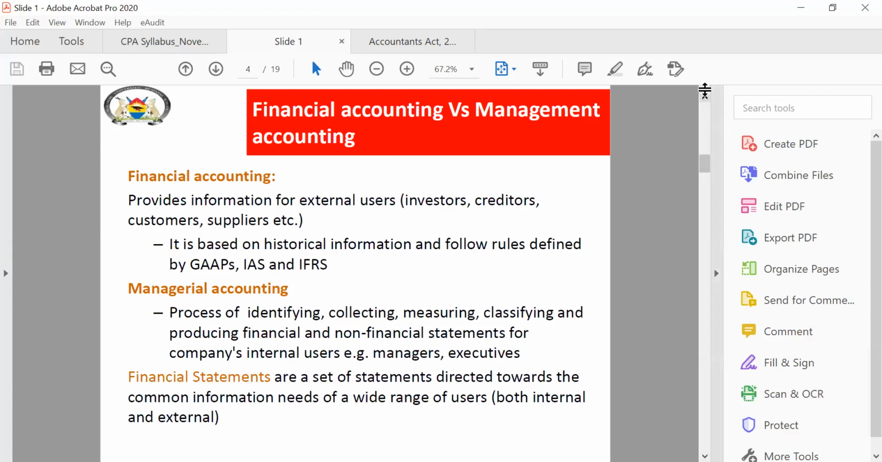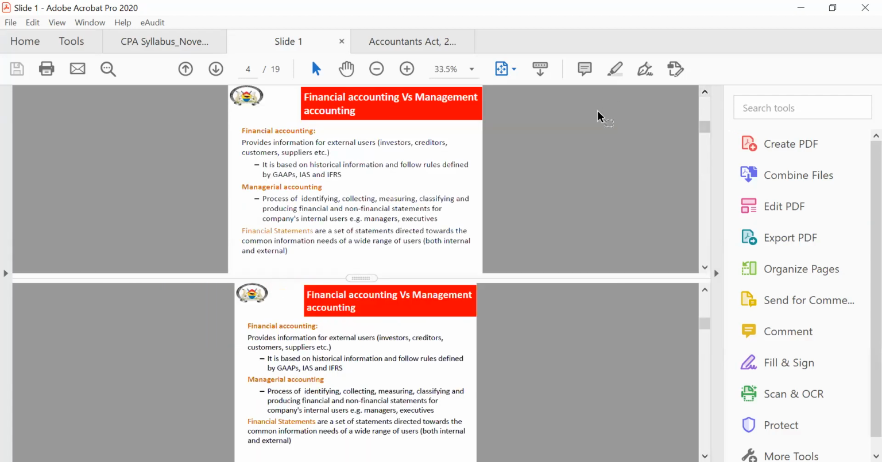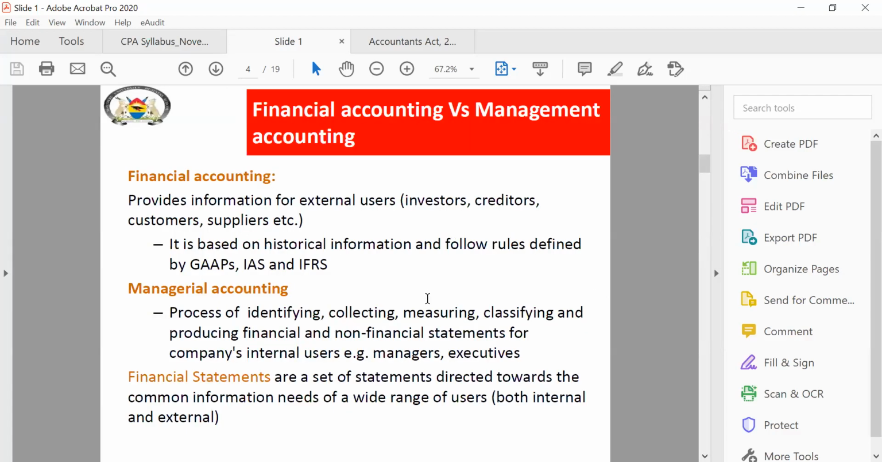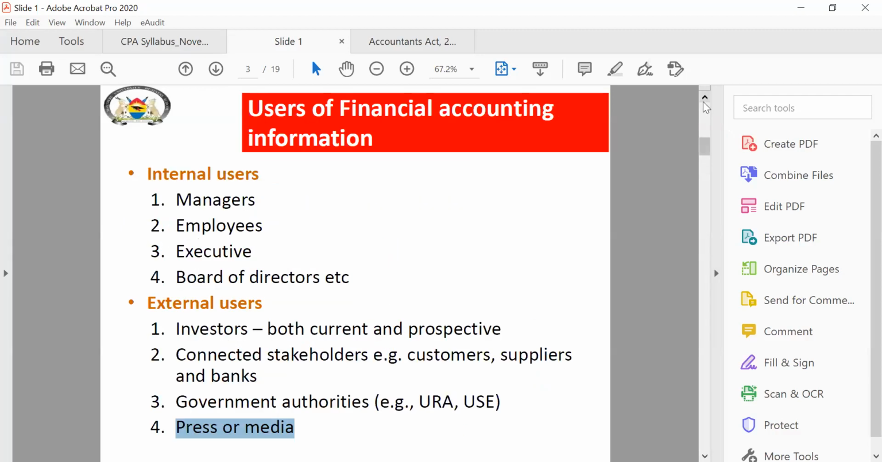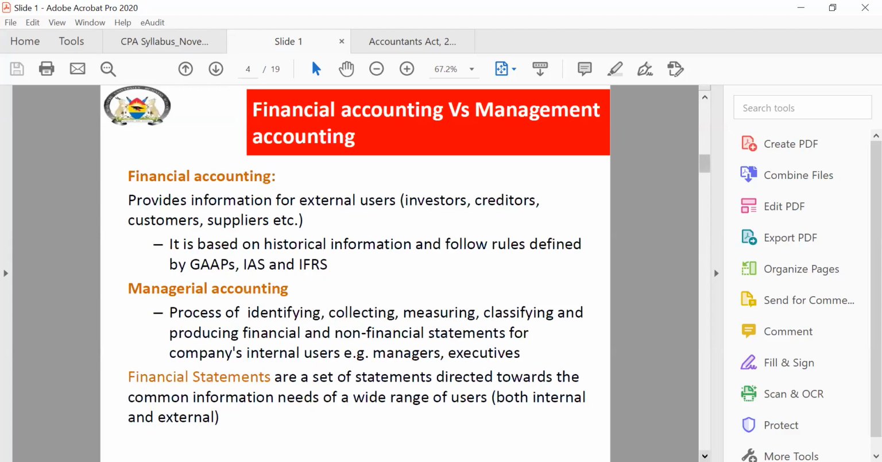So you've seen that I've been able to explain each of the different users of the financial information with the reasons why they're interested. In the same way, if an examiner asks you about the different users of financial information, that is what you should do. Give the name and give the reason why they're interested, okay?